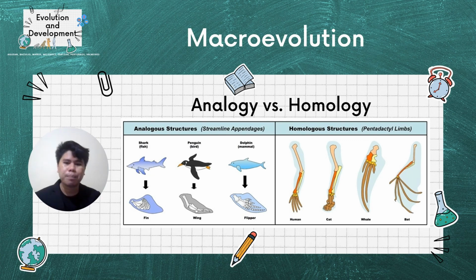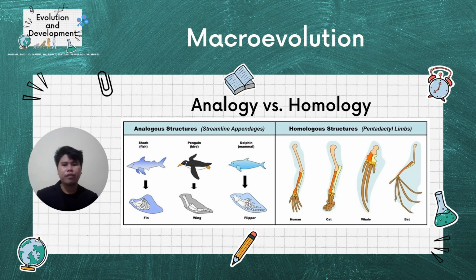For example, in our example here we have the human hand, the cat's feet, the whale's flipper, and the bat's wing. Even though the limbs themselves are different in terms of their function, they share a similar pattern of development because the developmental processes that form the limb buds are controlled by similar genes and are inherited from a common ancestor.